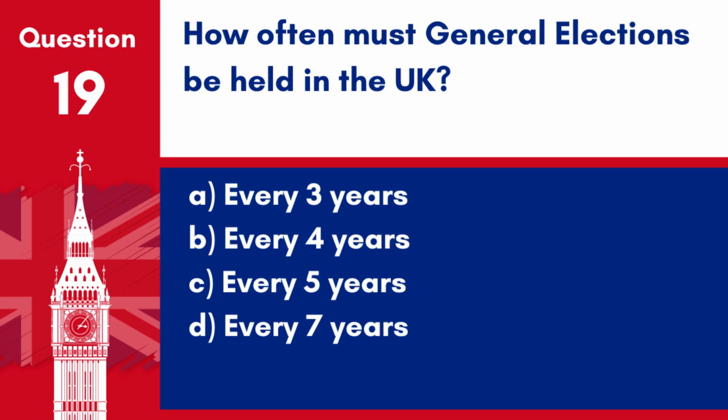Question 19. How often must general elections be held in the UK? A. Every 3 years. B. Every 4 years. C. Every 5 years. D. Every 7 years. Answer C. Every 5 years. General elections in the UK must be held every 5 years according to the Fixed Term Parliaments Act.